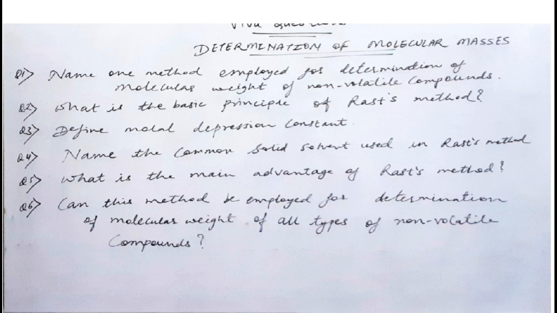See the last question there. Can this method be employed for determination of molecular weight of all types of non-volatile compounds? No. This method can be employed only for those compounds, that is solutes, which can dissolve in molten camphor, which do not react with camphor, which do not decompose at melting point, and neither undergo association or dissociation in camphor. So only with reference to those particular non-volatile compounds you can work out this Rast method.